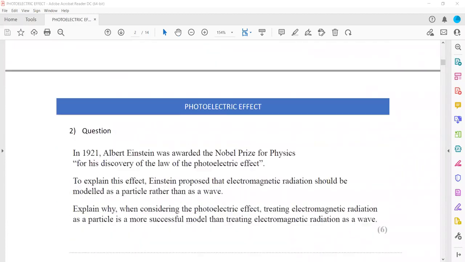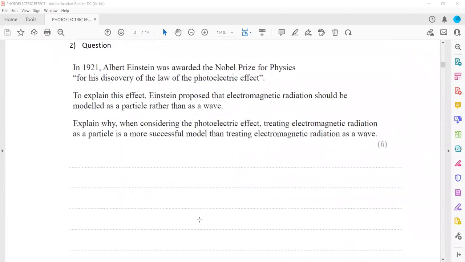Another question. In 1921, Albert Einstein was awarded a Nobel Prize for physics for his discovery of the law of the photoelectric effect. What is the law of the photoelectric effect?